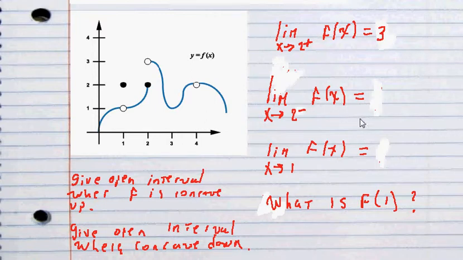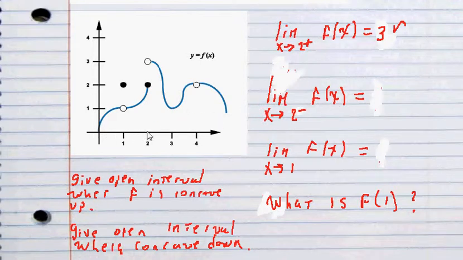Alright, so I want to do some graphical limits problems. So the first question is to find the limit of f of x as x approaches 2 from the right. So I'm approaching 2 from the right. What is the limit of f of x as you approach 2 from the right? Well, it's going to be 3.